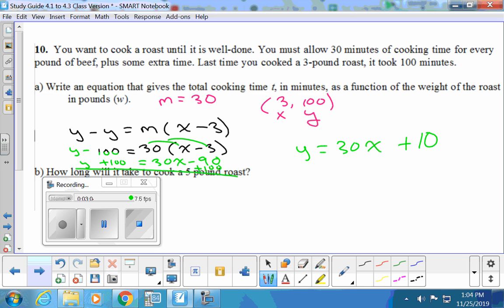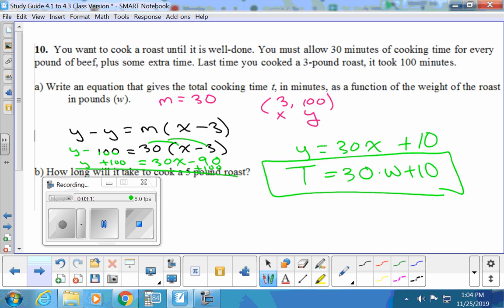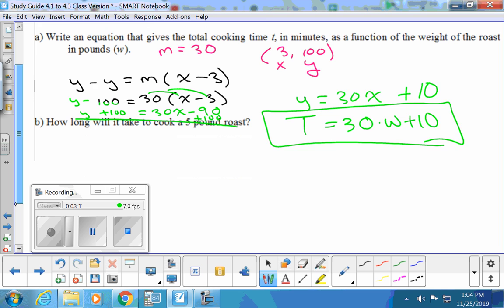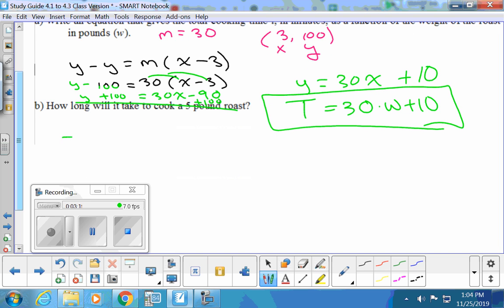Except they don't want us to use y's and x's. They want us to use t for time, so y is a t. And they want us to use w for weight, so that has to be your x. How long will it take to cook a 5-pound roast? Just stick a 5 in for w. So 30 times 5 plus 10. 160 minutes.